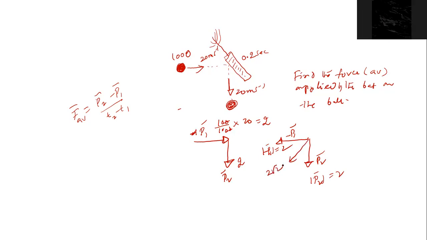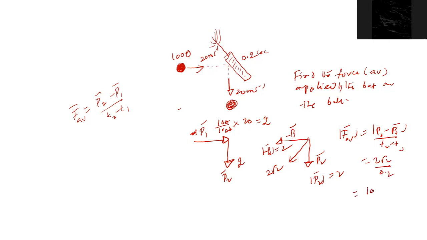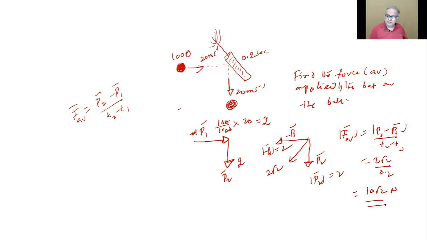2 root 2, right? So the force F average, magnitude of that, will be mod of P2 minus P1 by T2 minus T1. So 2 root 2 is the momentum change, right? By time, 0.2 seconds. So how much is this? 10 root 2 Newtons. So this is how you calculate the change in momentum, vector momentum, basically. It's not going to be scalar.